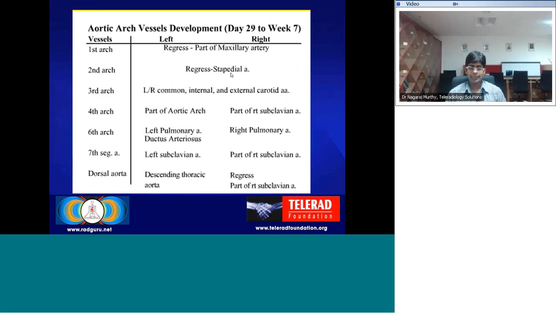The seventh segmental artery gives rise to the left subclavian artery on the left and part of the right subclavian artery. The dorsal aorta on the left continues as descending thoracic aorta, and on the right side it disappears except for a part of the right subclavian artery.